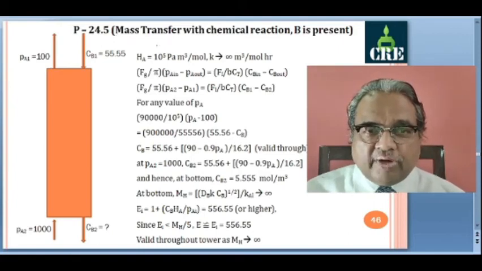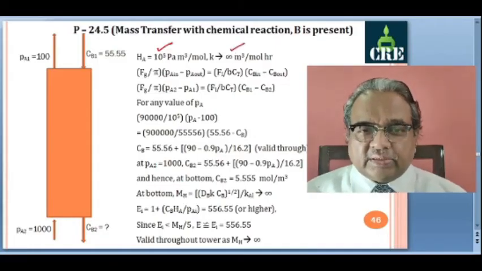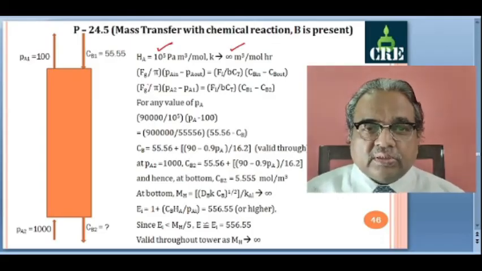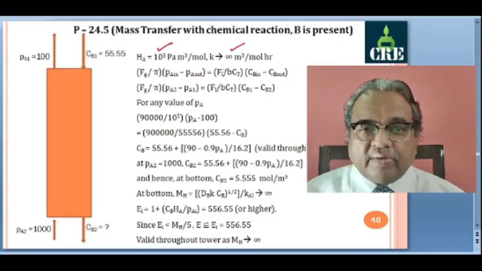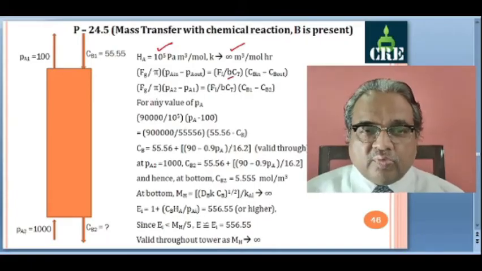is 24.5, where this HA is 10 raised to 5 now and K is tending to infinity. So instantaneous reaction, infinitely fast reaction you can say. So this mass balance: PA in minus PA out, CB in minus CB out, Fg by pi here, Fl by B ct here. B is again the stoichiometric coefficient which is important.